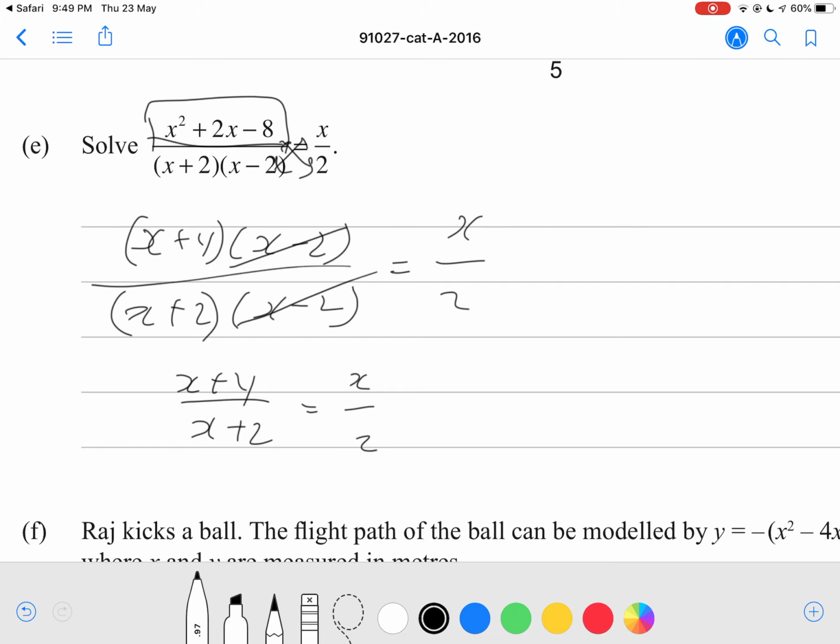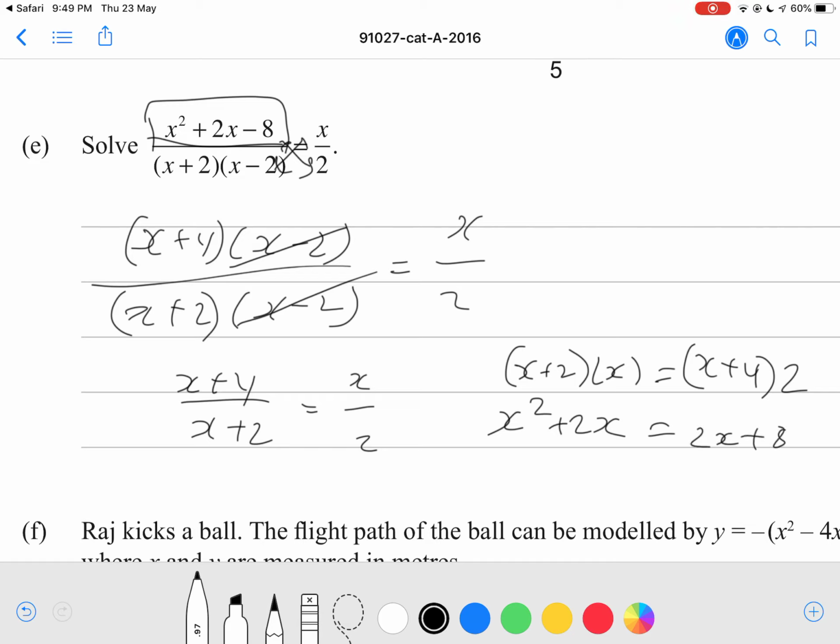So therefore, we're going to cross multiply, okay? We're going to say that (x plus 2) multiplied by x equals (x plus 4) multiplied by 2. So therefore, x squared plus 2x equals 2x plus 8. So therefore, if we move it to the other side, we're going to get x squared equals 8. And therefore, x is equal to the square root of 8.